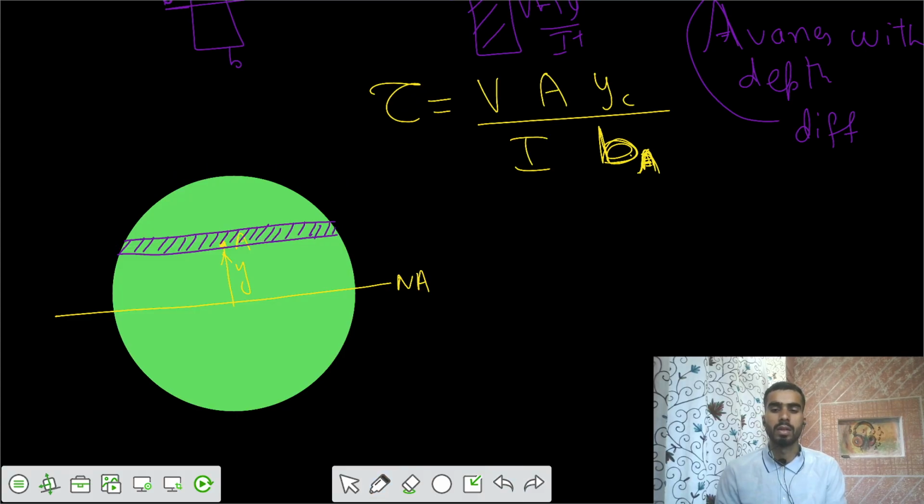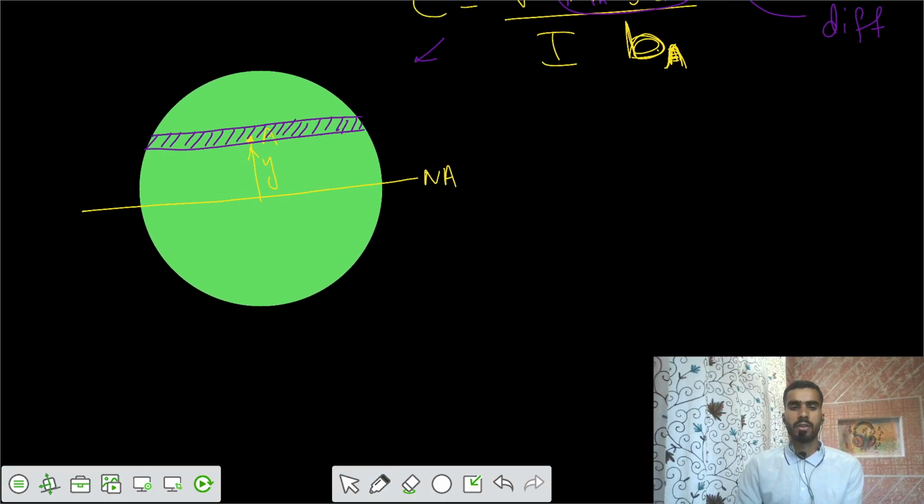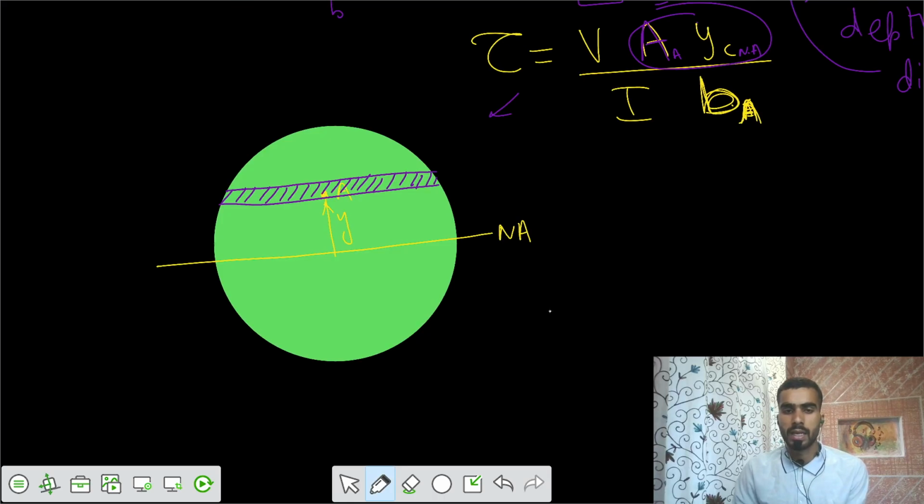That's our goal here. The main goal of this problem is to get the value of A Y_C, that is, the value of the area above point A times its centroid about the neutral axis. Because the area is varying, we need to take a differential element. Let's say the width here is some value b dash. I don't know the width at A, but I know the maximum width we can have equals the diameter, that is 2r.